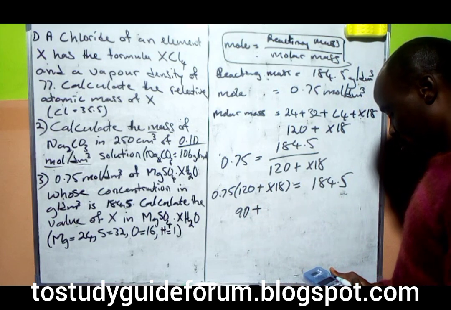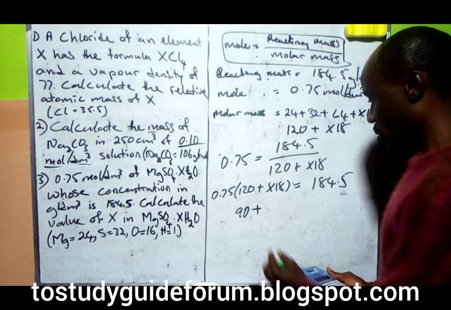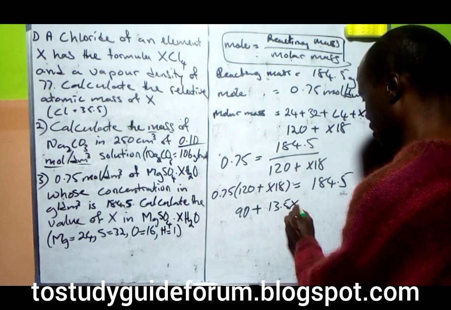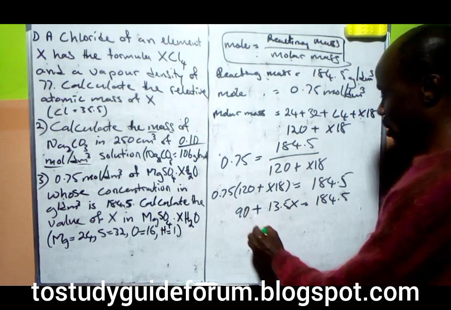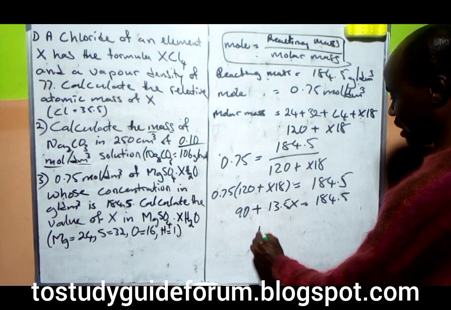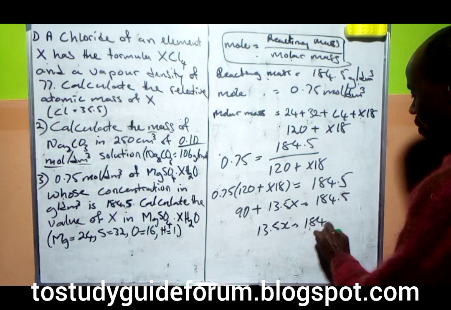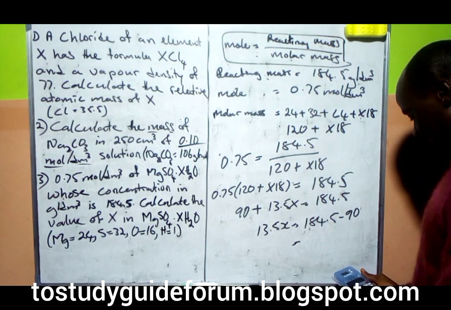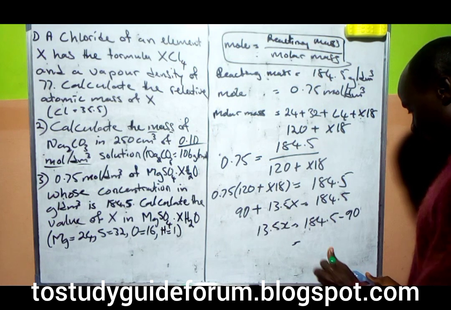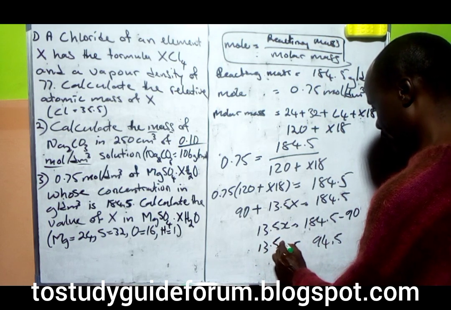plus 13.5x equal to 184.5. So the next thing we do here is to collect like terms. If you collect like terms, you have 13.5x equal to 184.5 minus 90. That will give, 184.5 minus 90 give us 94.5. This one will give us 13.5.